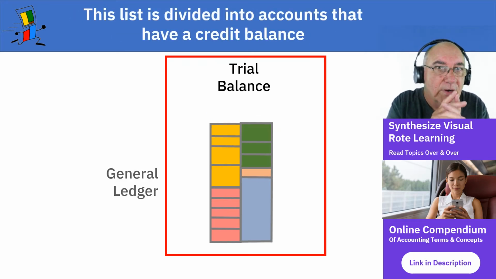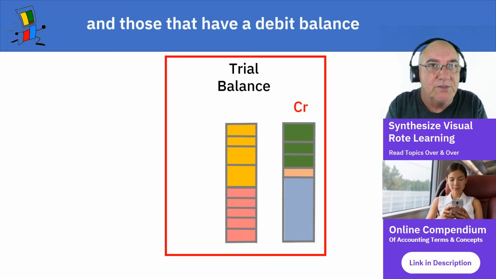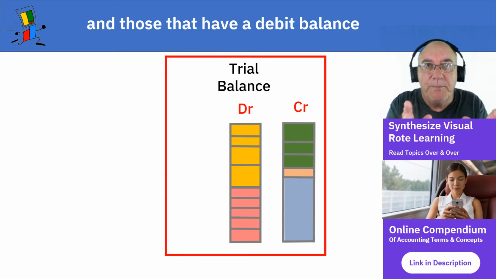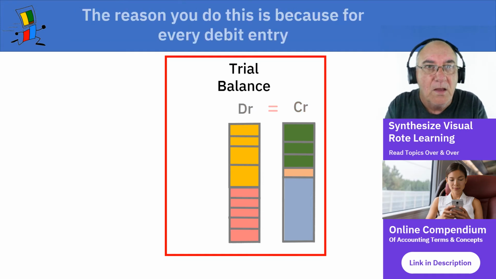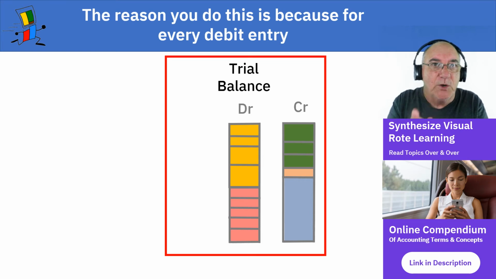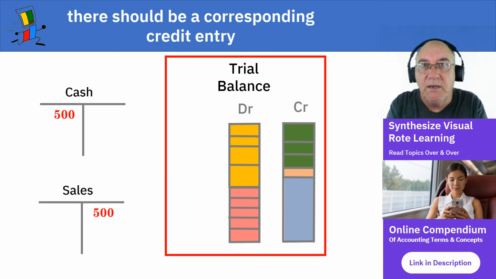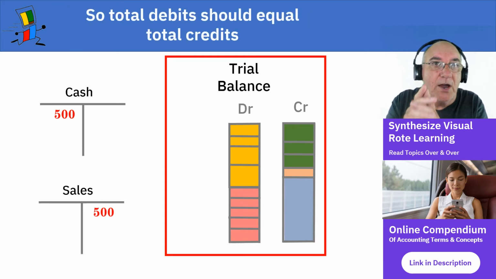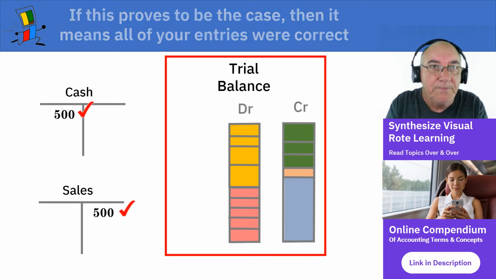This list is divided into accounts that have a credit balance and those that have a debit balance. The purpose of the two lists is so you can make sure that total credits equals total debits. The reason you do this is because for every debit entry there should be a corresponding credit entry. So total debits should equal total credits. If this proves to be the case, then it means all of your entries were correct.